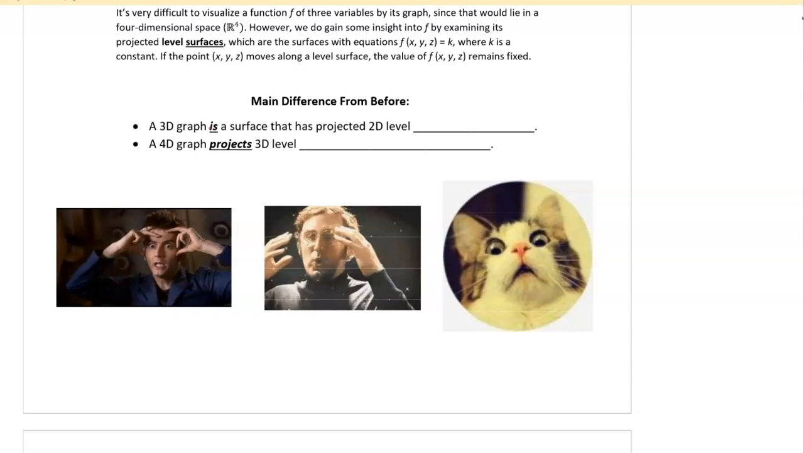So the main difference between our contour maps in 3 dimensions versus this 4-dimensional thing is that a 3D graph is a surface that has projected 2D level curves, where a 4D graph projects 3D level surfaces. So that would be f of xy equals k, where k is a value. We have a function of 2 variables, so we look at it in 2 dimensions, versus f of xyz equaling k, a constant, which is something with 3 variables equaling a value. So that would be a 3D graph.